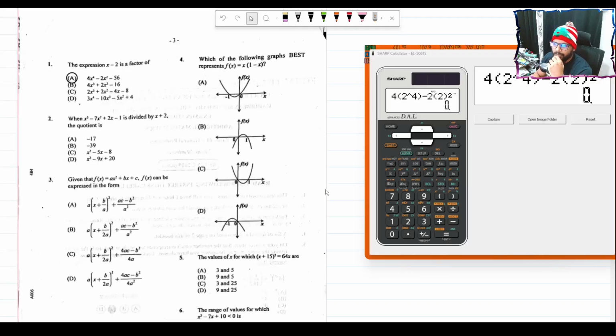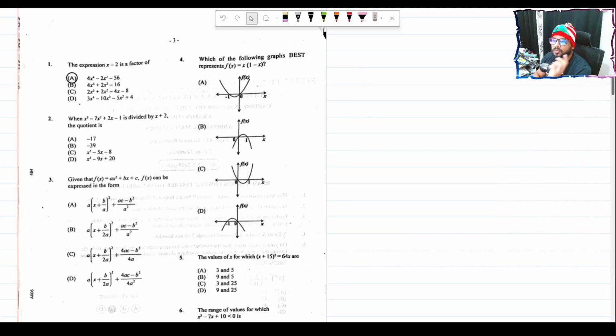When this is divided by x plus 2, the quotient is... now they never asked for the remainder. They asked for the quotient. So let me just go through the long division, and whatever ends up on top, that is what I want. So we have x plus 2, and we have the divided: x cubed minus 7x squared plus 2x take away 1.